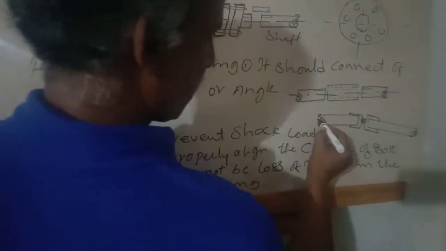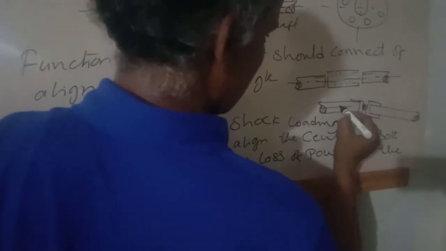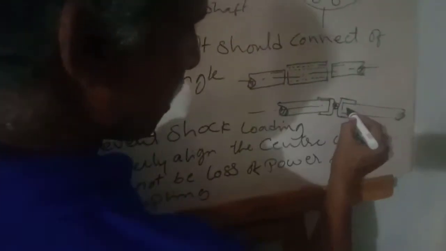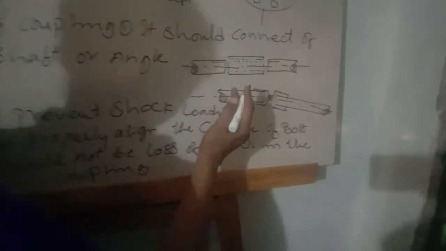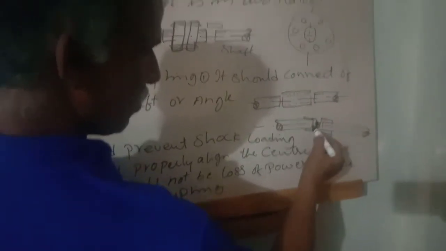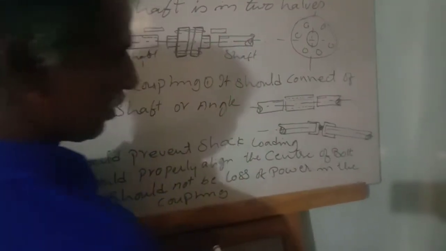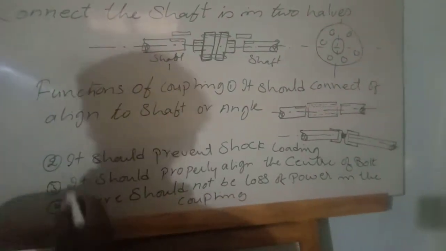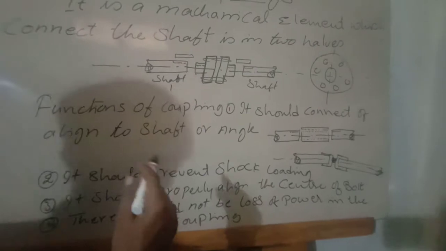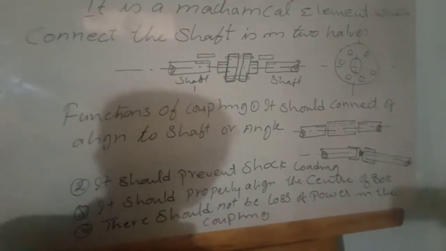Sometimes at an angle. See, for example, this is an angle: this axis and this axis are not aligned. For example, in trucks, buses, tractors and lorries, we see the main drive shaft rotating the shaft below with a universal coupling. This is a universal coupling. So sometimes, to rotate shafts not in the same axis but at an angle also, we use different types of couplings.